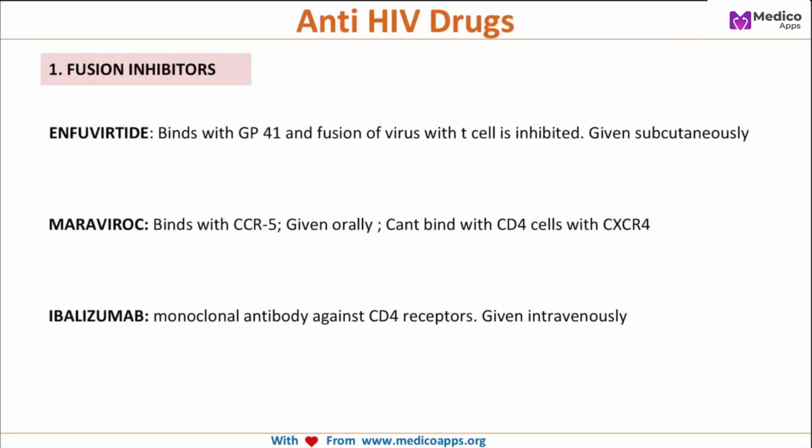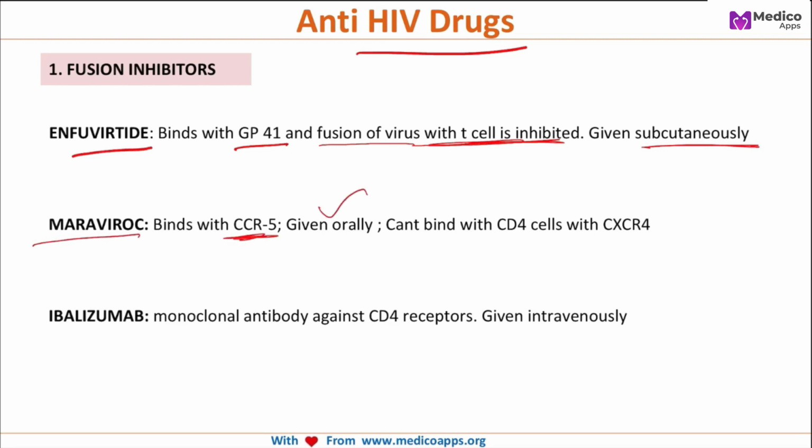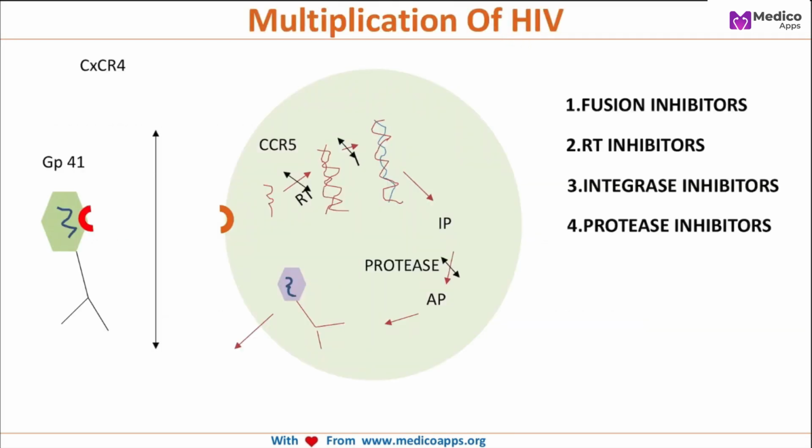Now, what are the fusion inhibitors? These are mainly used as anti-HIV drugs. Enfuvirtide binds with GP41 and fusion of the virus with the T cell is inhibited. It is mainly given subcutaneously. Then Maraviroc binds with CCR5. It is given orally and prevents binding with CD4 cells through CXCR4. Okay, then ibalizumab is a monoclonal antibody against CD4 receptors. It is given intravenously.